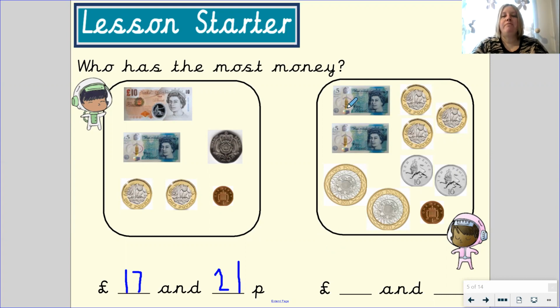If I add £5 and £5, I have £10. If I add £2 to this, I have £12. If I add £2 to this, I have £14. If I add £1 to this, I have £15. If I add £1 to this, I have £16. If I add £1 to this, I have £17. So altogether, she has £17.